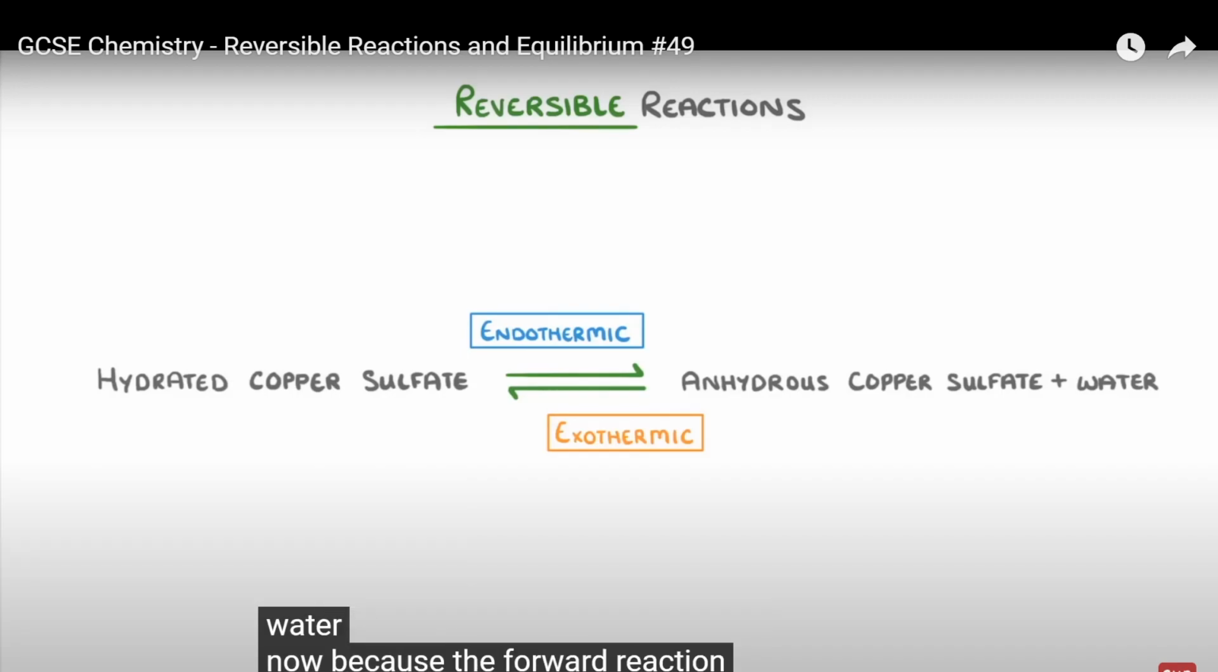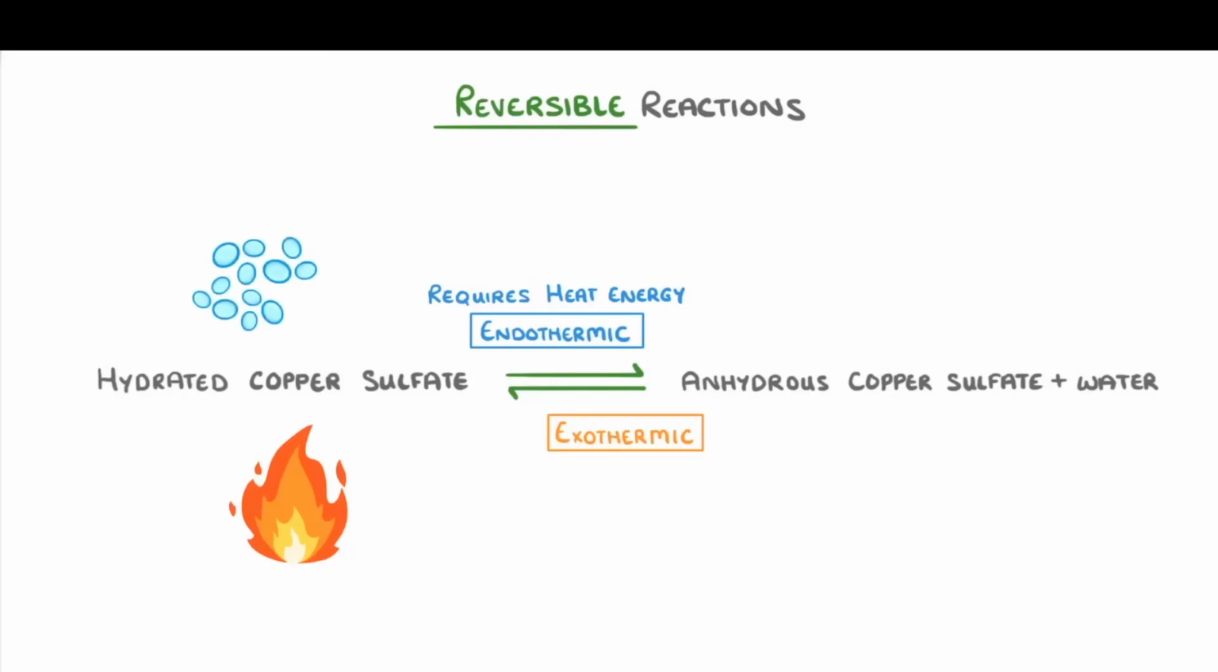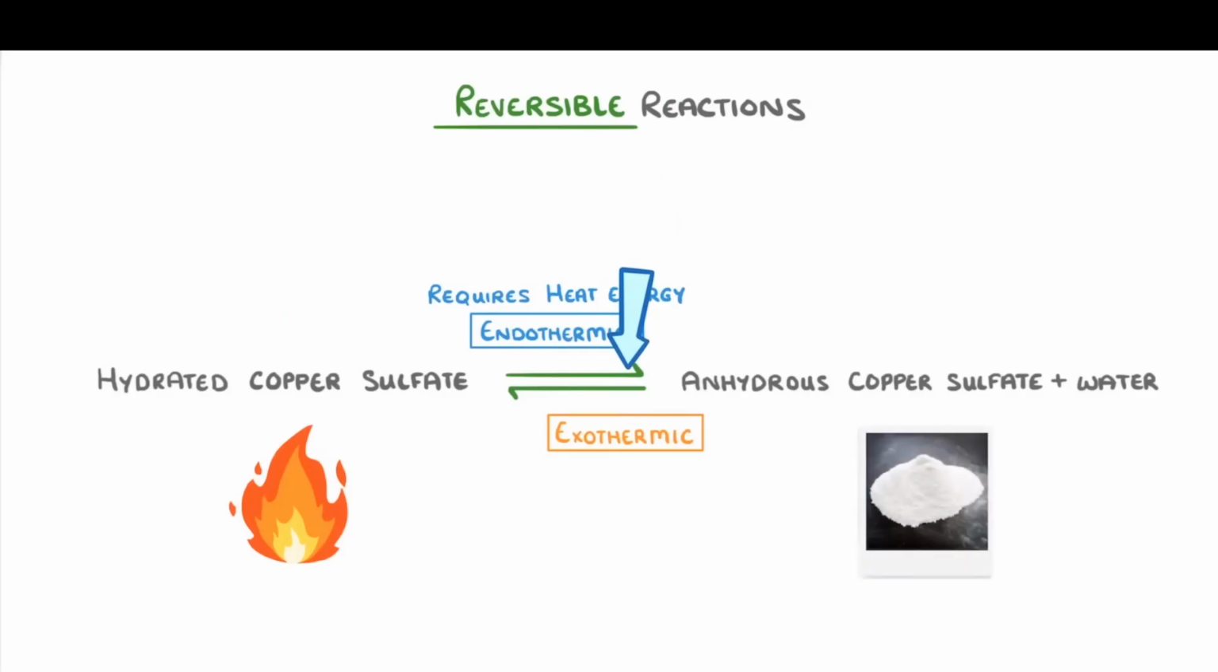Now, because the forward reaction is endothermic, it requires heat energy from the surroundings to work. So if we were to heat some hydrated copper sulfate, which exists as blue crystals, it will drive the reaction to the right, which evaporates off the water and leaves white anhydrous copper sulfate powder.